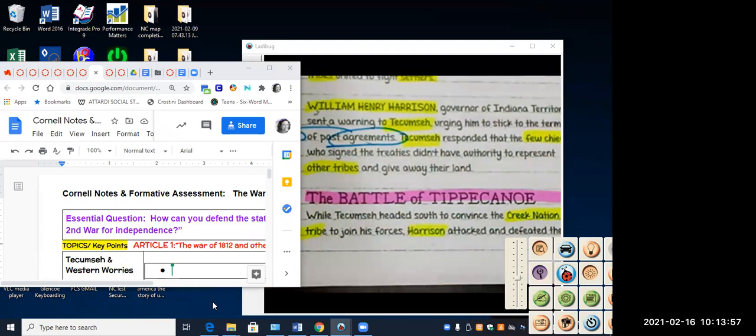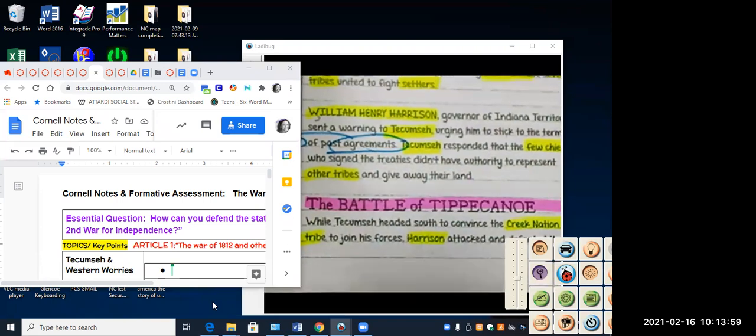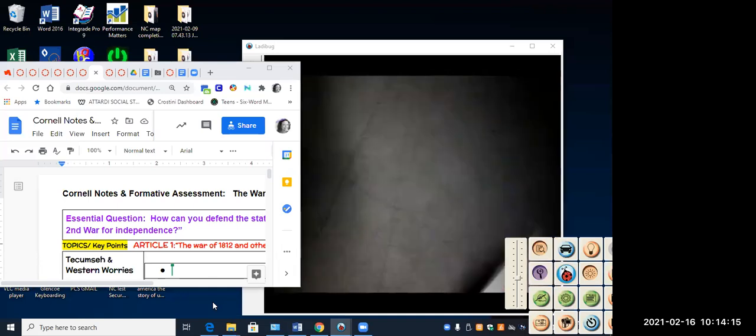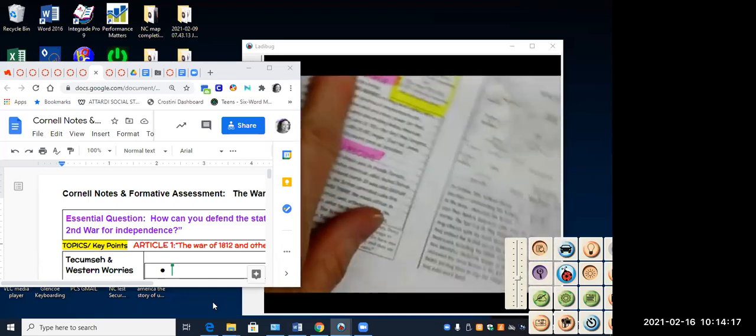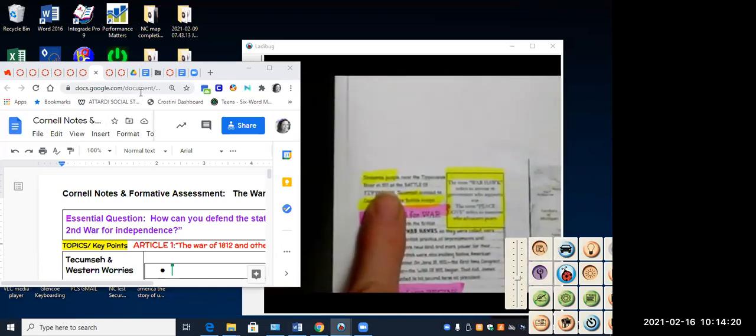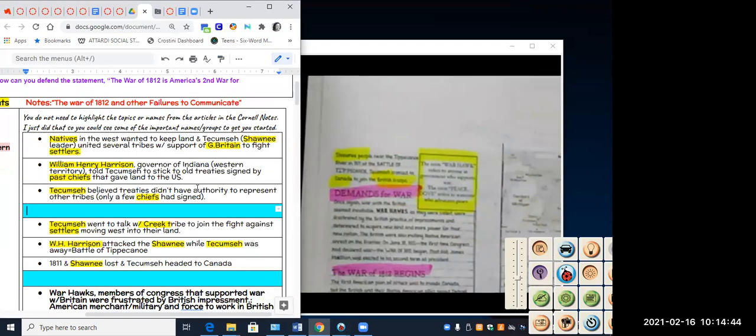So then you have your 3 bullet points. And what we came up with, or what I came up with, was Tecumseh went to talk to the Creek tribe to get him to join the fight against the settlers moving west onto their land. Harrison attacked the Shawnee while Tecumseh was away at Tippecanoe. And that's right here. And then 1811, Shawnee lost and Tecumseh headed to Canada. So that is your process.